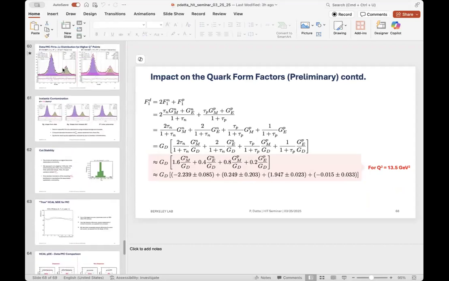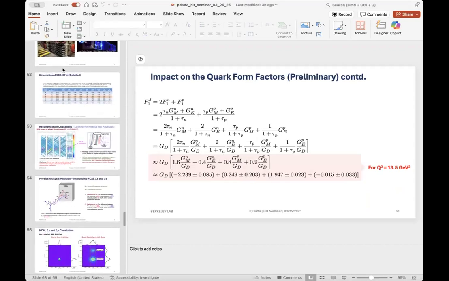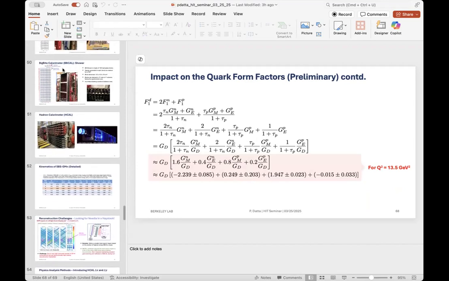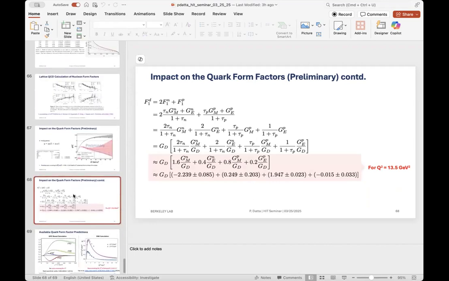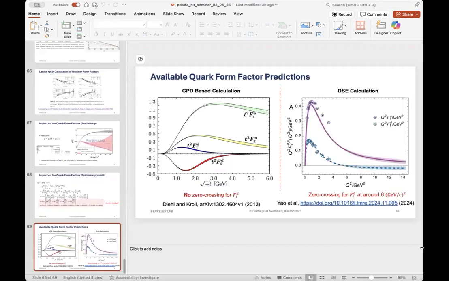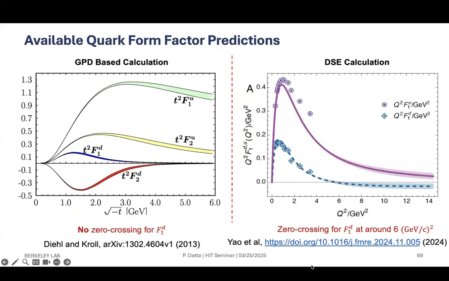So you mentioned you compare with some global analysis. Are there other calculations you can compare with for the F1D? Yeah, there are, let me show you. These are from the 2013 Diehl and Kroll GPD-based calculation. As you can see, there's no zero crossing in F1D, at least up to 6 GeV², but I don't have anything beyond this.